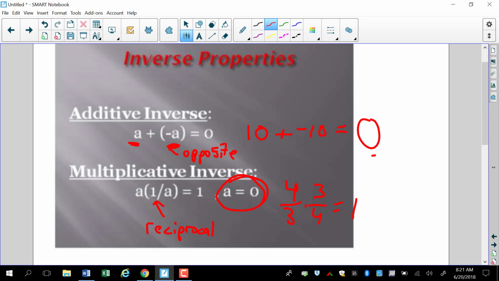Now all this means is, if you take a look, this doesn't work with 0. There are a number of reasons why it doesn't work with 0. One, anything times 0 is equal to 0, so we're not going to get to 1. The second thing is if you take 1 divided by 0, you cannot divide by 0. That's undefined. So those are 2 reasons why we can't have the multiplicative inverse for a equals 0. Every other number has a multiplicative inverse except 0.